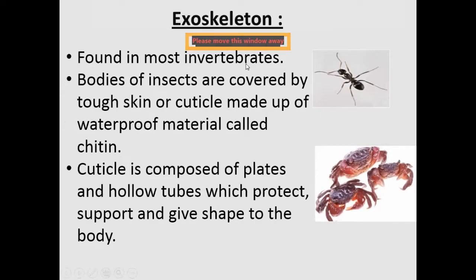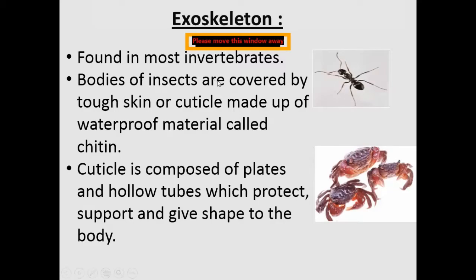The term invertebrate. Now a new term, what is an invertebrate? Invertebrates are those animals which don't have a backbone. And what are vertebrates? Vertebrates are those animals which have a backbone. So exoskeleton is found mostly in invertebrates, those that don't have a backbone.